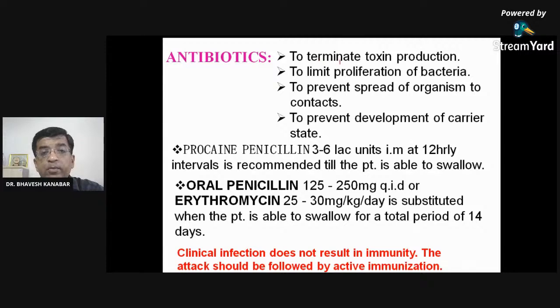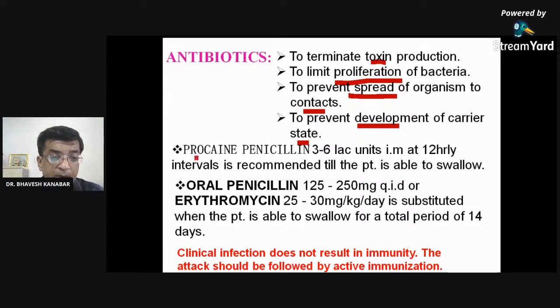Antibiotic can help to terminate the toxin production. When we give the antibiotic, the diphtheria bacteria, Corynebacterium diphtheriae, will be killed so that no further toxin production can be there. To limit the proliferation of the diphtheria, antibiotic can also prevent the spread of the organism to contacts and prevent the development of the carrier state.